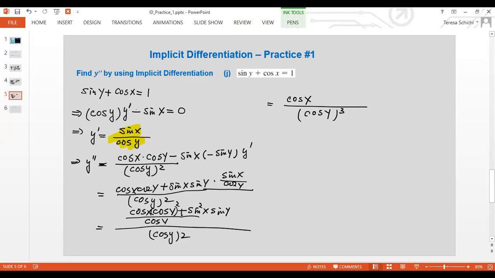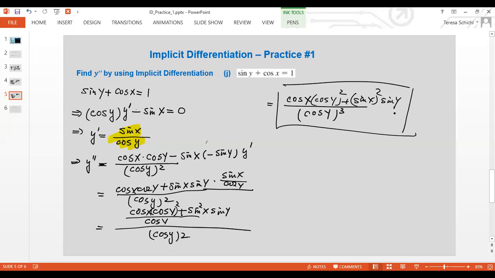Okay, so finally, this is a cosine y to the square, then plus sine x square sine y. And I did not see any way we can simplify further. So that would be the answer, right? So this one is quite simple, right?